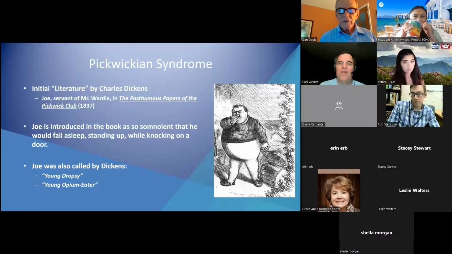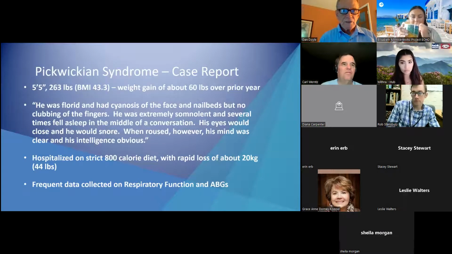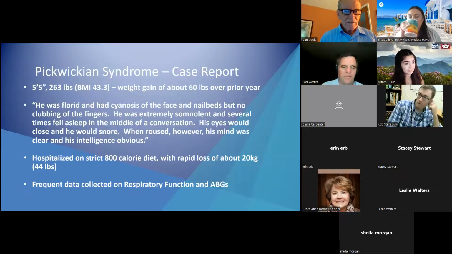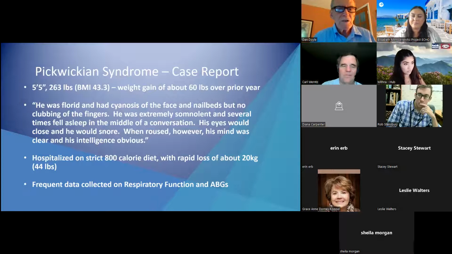Hey, Carl, I got a quick question. Sure. Go back a slide. Going back to the slide where you listed the clinical features, you're talking about 19th century literature. The only way they would know that he had right ventricular hypertrophy would be at autopsy, right? At that point, absolutely correct.